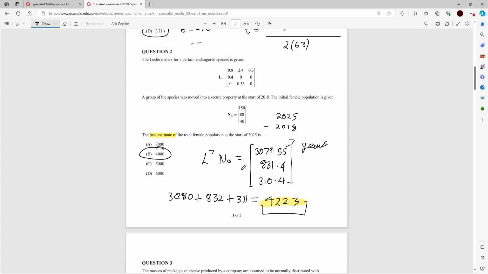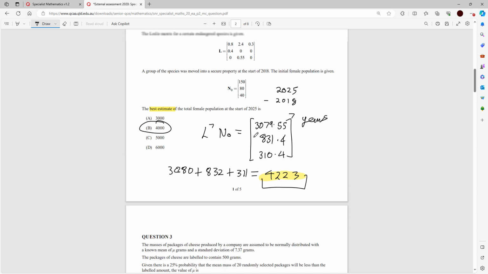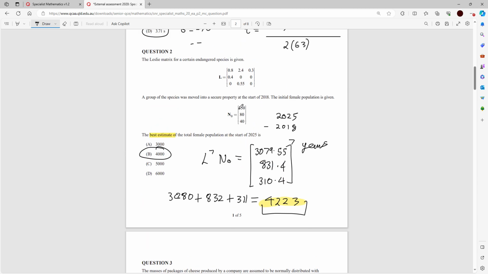You want to be using, I rubbed it out, the Casio fx-CG50 AU calculator model, because you can put in matrices and raise them to a particular power, so you don't have to do all these operations by hand, which would be a pain.